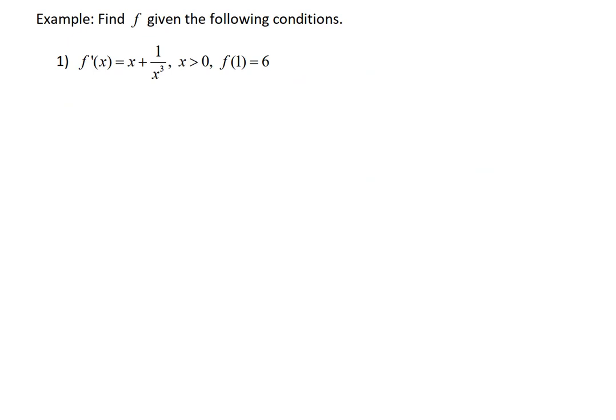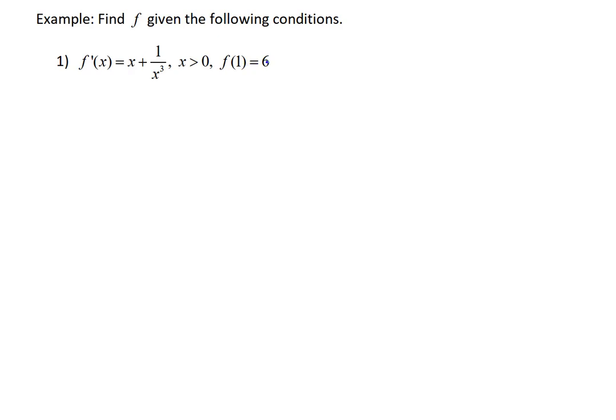Let's try another example, but this time we're going to change it up a little bit. This one says, find lowercase f given the following conditions. Okay, so what we know first is that lowercase f prime of x equals x plus 1 over x cubed. Okay, that's one condition, comma, x is greater than 0, comma, f of 1 equals 6.